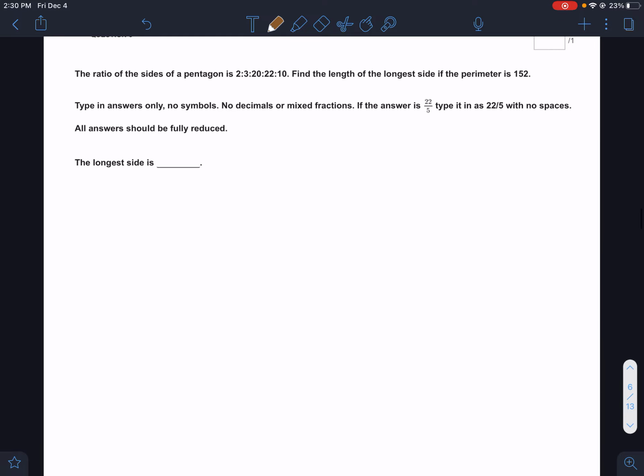The ratio of the sides of the pentagon is that. Find the length of the longest side if the perimeter is that. All of these, slap an X on it. We've done this in class a few times. We've talked about why that is. But at the end of the day, you slap an X on each number, and it adds up to the total, 152. I'm just going to type that in real fast.